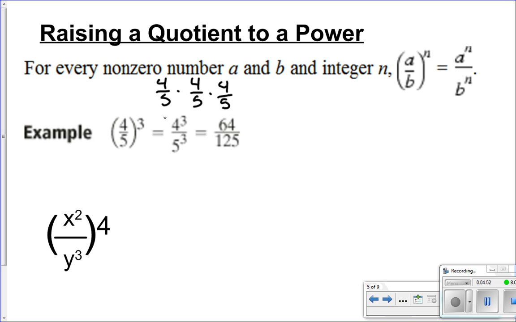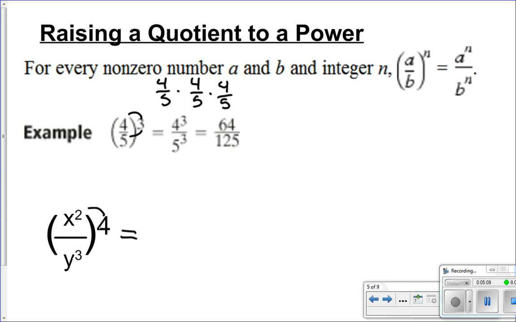Or I can just rewrite it as 4 cubed over 5 cubed. And that gives me 64 over 125. So, same thing down here. I have x squared over y cubed raised to the 4th power.